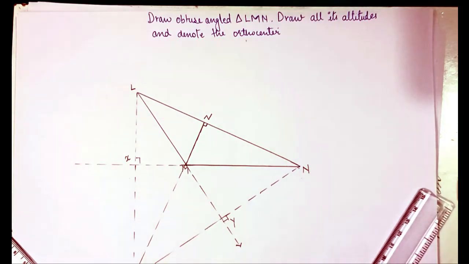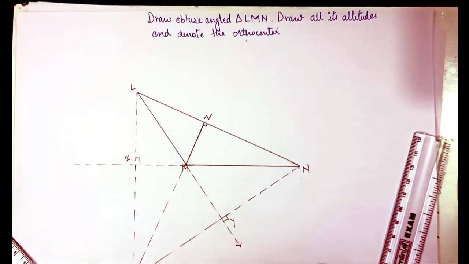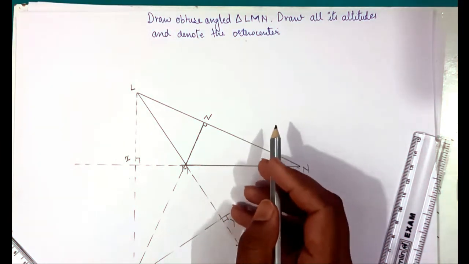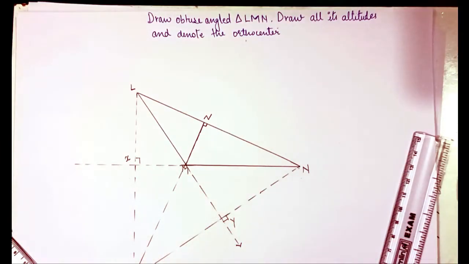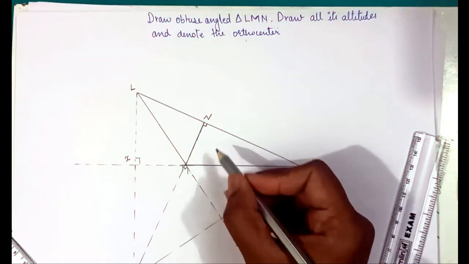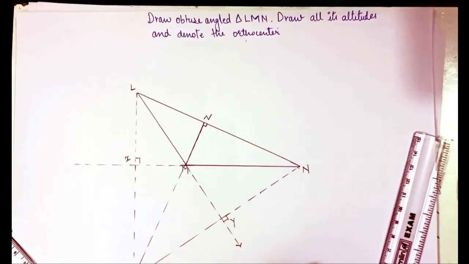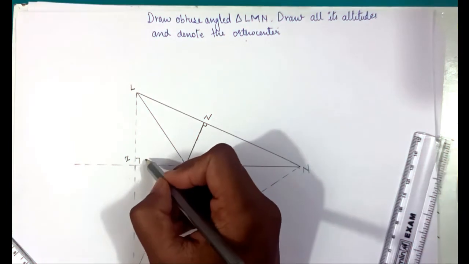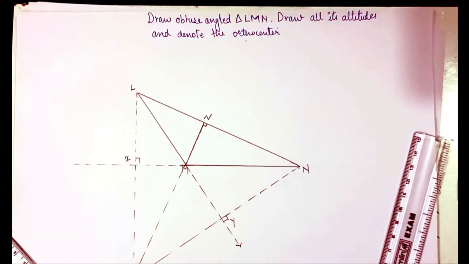This is how you draw an obtuse angle triangle and all of its altitudes. So children, if you observe carefully, the orthocenter of an obtuse angle triangle is in the exterior of the triangle. Correct? So the obtuse angle triangle is the only triangle whose orthocenter is outside the triangle.